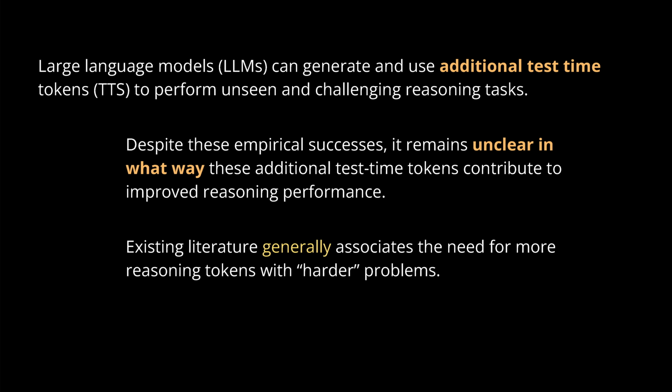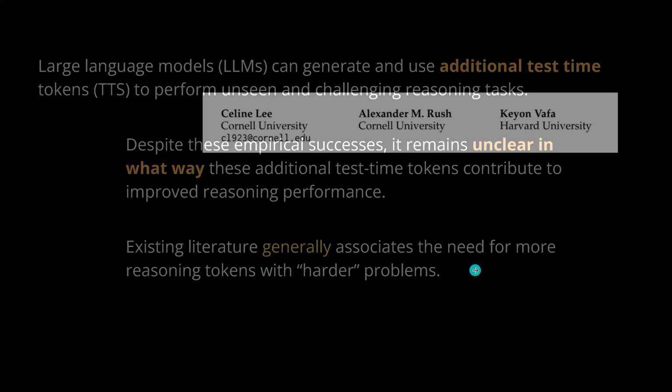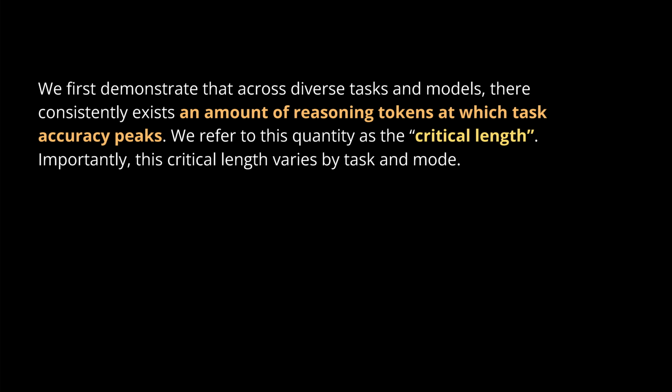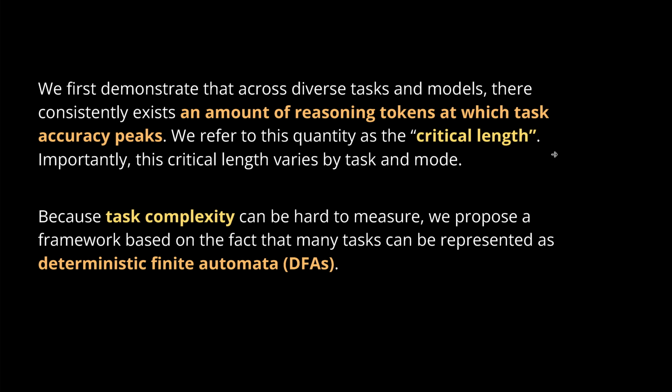Now, existing literature generally associates the need for more reasoning tokens with harder to solve problems. But is this true? Yesterday a new study was published, from Cornell University and Howard University, and they went one step further to come to a solution. The authors tell us: we demonstrated across diverse tasks and different LLMs, there exists an amount of reasoning tokens at which the task accuracy peaks. So we do have an optimum. And they say we refer to this quantity as the critical length. And it varies given task and model.